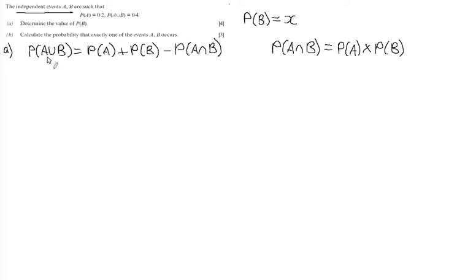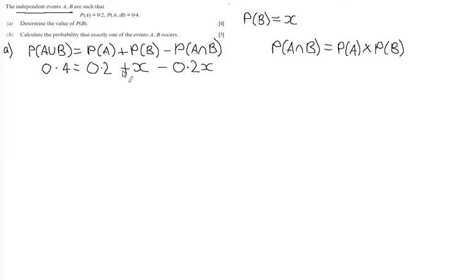So let's start substituting values into our addition law. Probability of A union B is 0.4. Probability of A is 0.2. Probability of B is x. Probability of A intersect B is the probability of A, which is 0.2, times the probability of B, which is x.